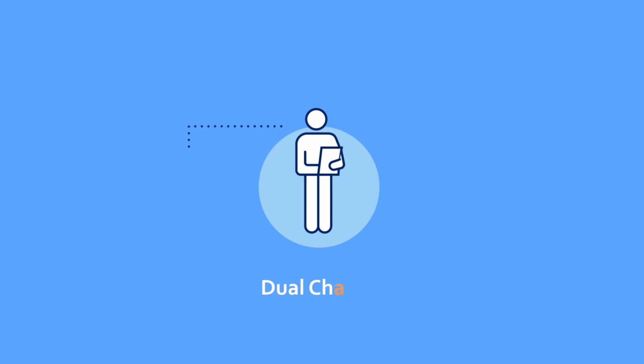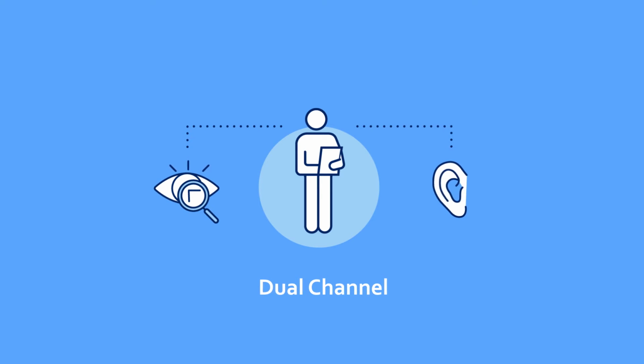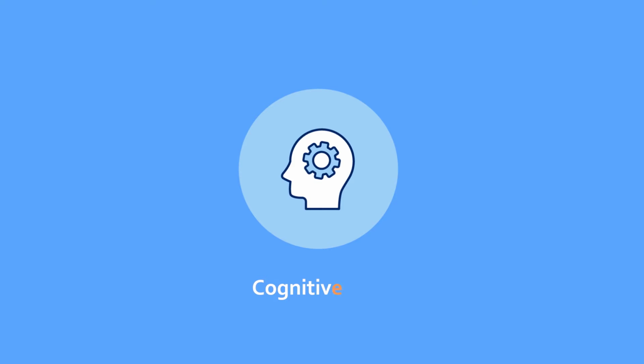Dual channel. Humans have two separate channels to process visual and auditory information. The implication here is that we must use both channels to foster learning. Cognitive load. We have a limited amount of information we can process at once. The implication here is that we must manage how much information we load while facilitating the encoding of information into long-term memory for our audience.